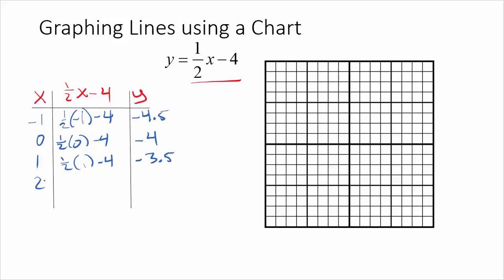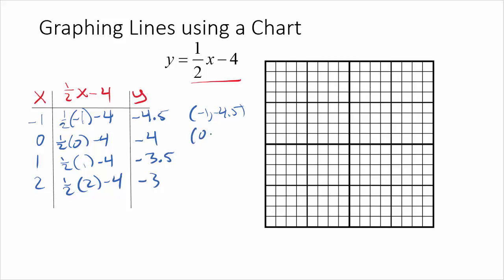Again, finally, I don't really need this extra point, but it's not a bad idea to graph an extra just in case. I'm going to plug in 2 here, minus 4. So half of 2 is 1, so 1/2 times 2 is 1. 1 minus 4 is -3. And now let's go ahead and check these out and graph them. Again, I've got all these ordered pairs. I've got -1, -4.5.